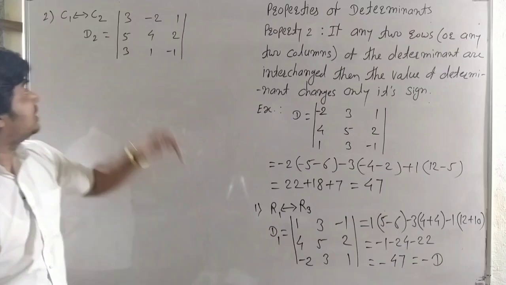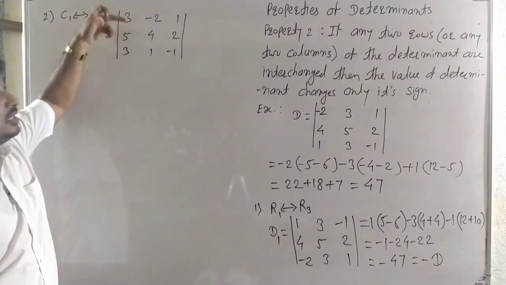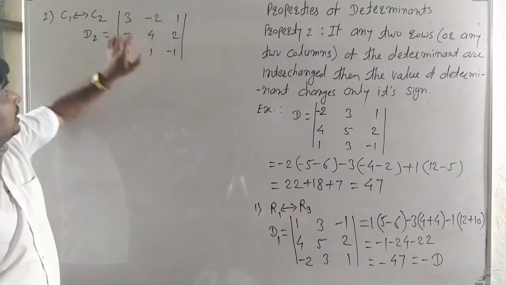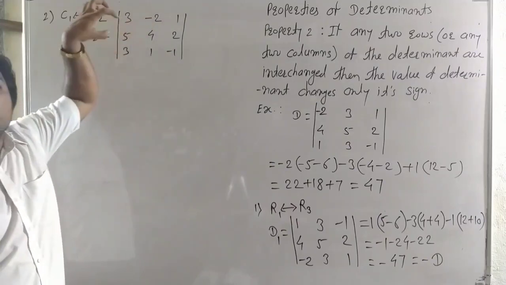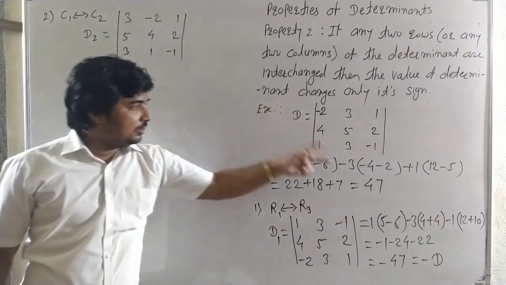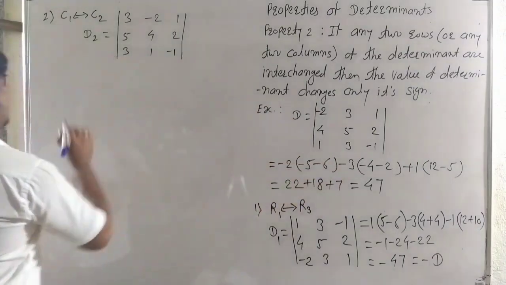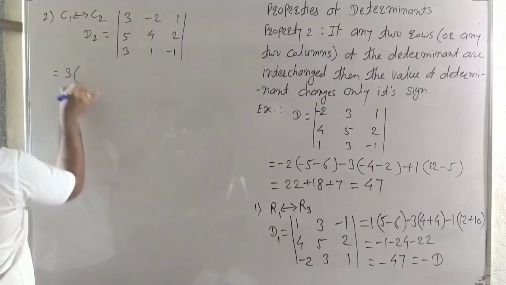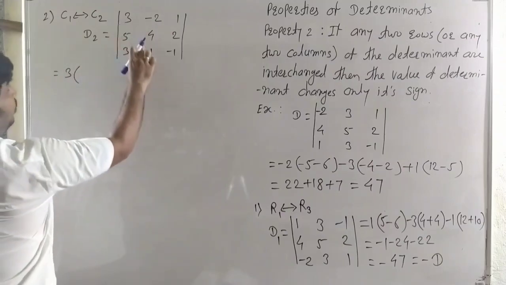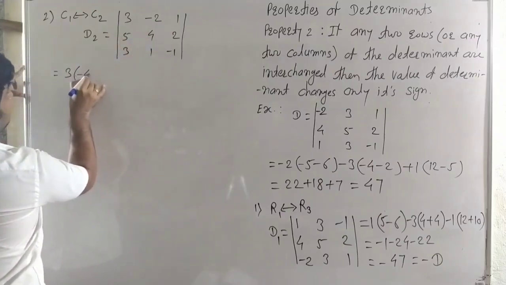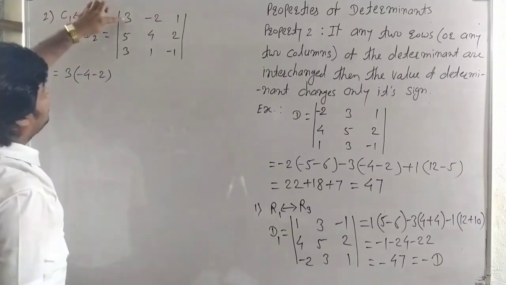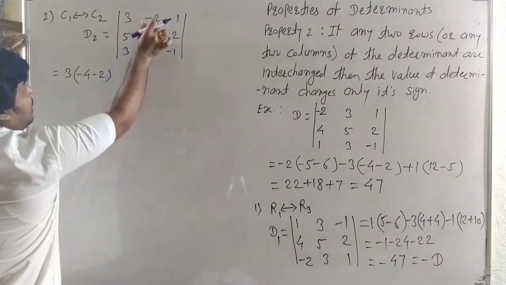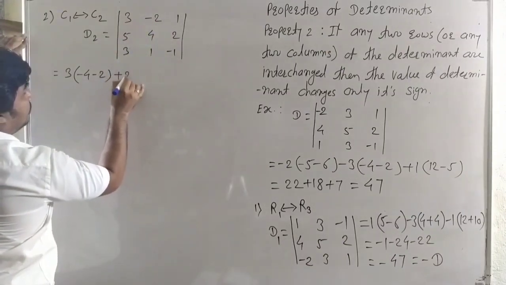Now we interchange column 1 and column 2. Then the value of this determinant is -47, because the original determinant is 47. Okay, see carefully here, we can find the value of this determinant. 3 into minus 4 minus 2. Change the sign of the middle term: there is a minus 2, we can write plus 2.